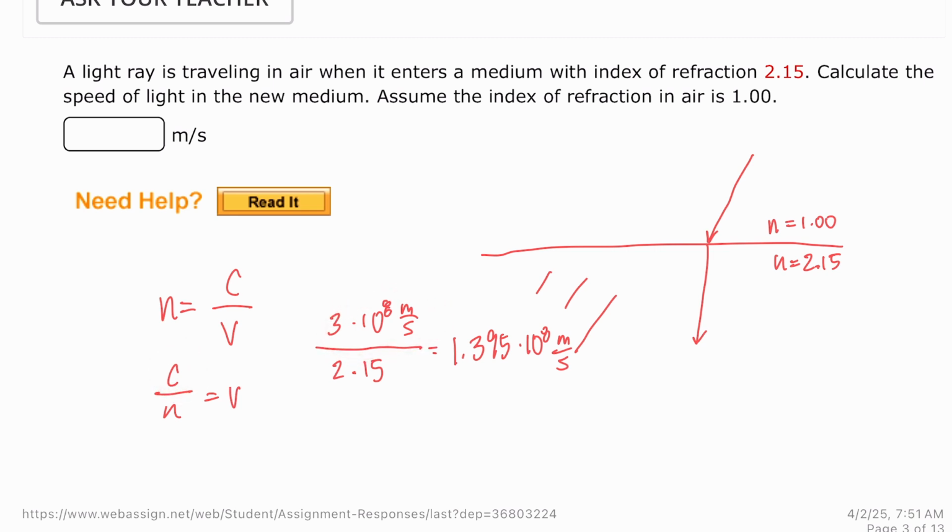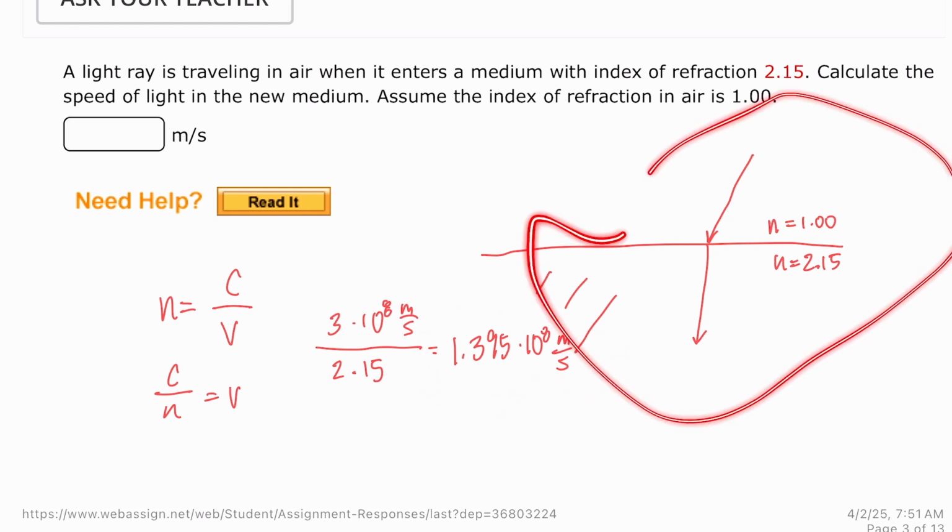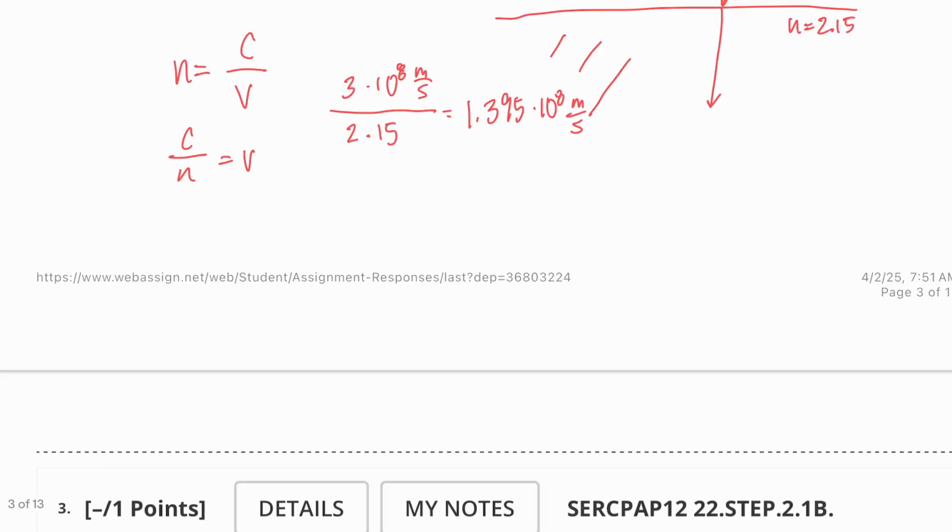3 times 10 to the power of 8. And n we're given here, so I just plugged it in here. n is unitless, so I didn't put any units here. And that's how I got this value. Yeah, and here's just a little diagram of what's actually happening.